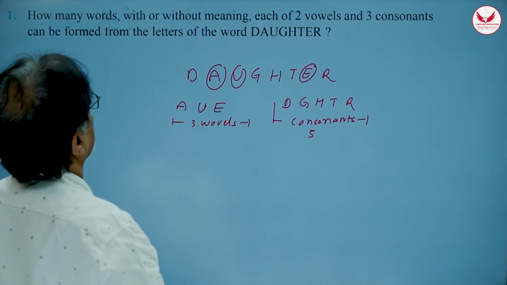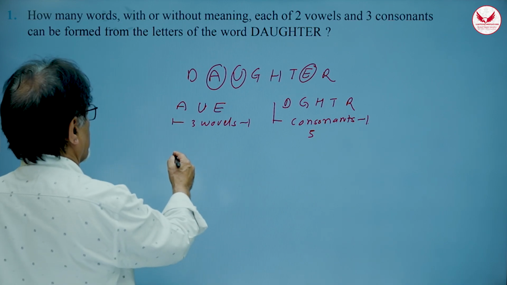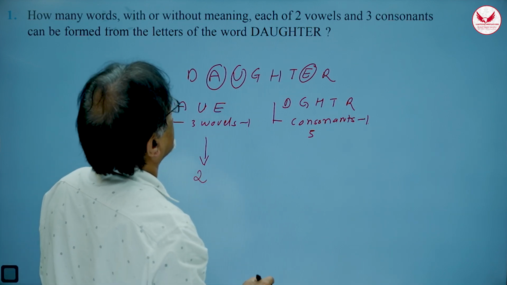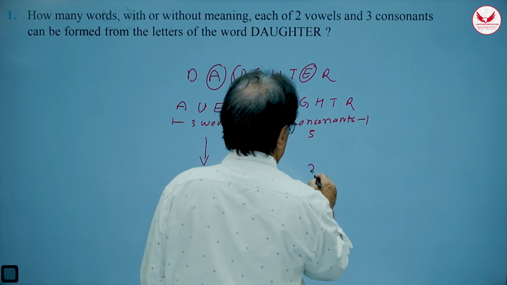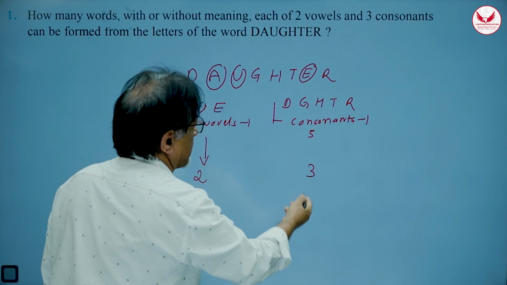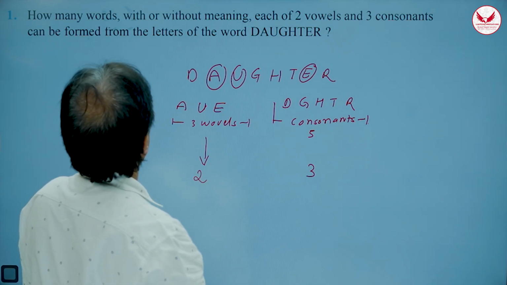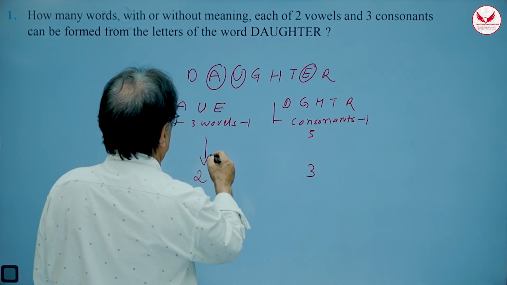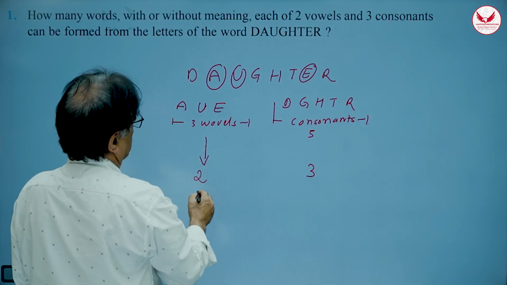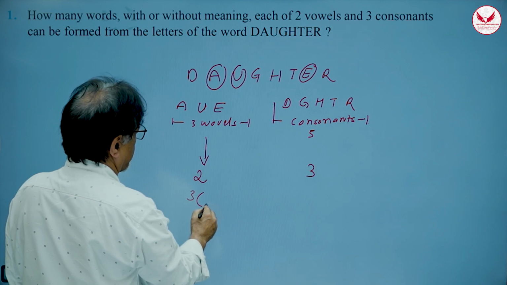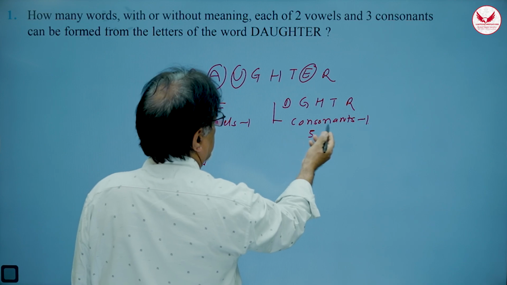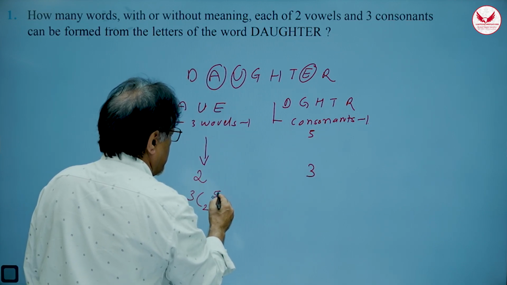Now, how many vowels do we want? We want only 2 vowels. We want to construct a word which contains only 2 vowels, and only 3 consonants. In other words, I can select any 2 vowels out of these 3, and I can select any 3 consonants out of these 5. So the total number of ways in which vowels can be chosen will be 3C2, and the total number of consonants that can be selected is 5C3.